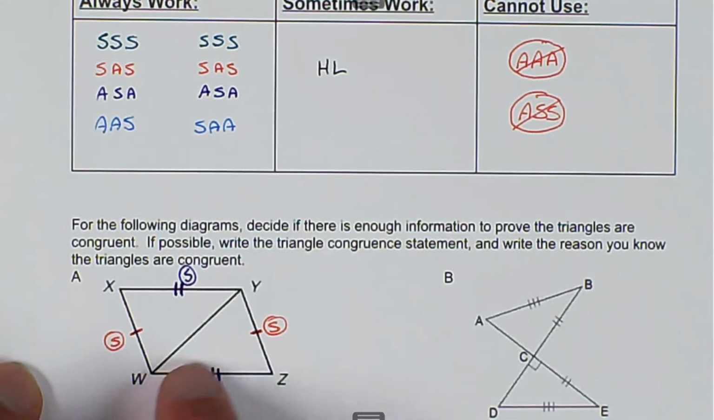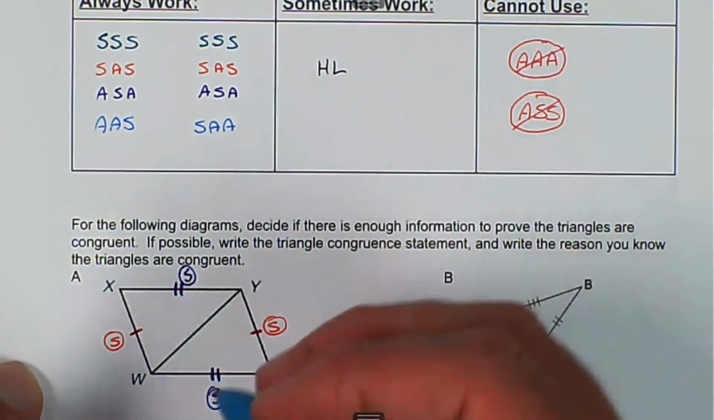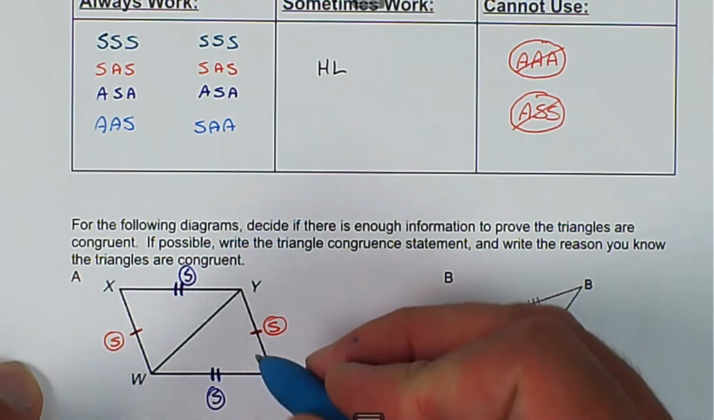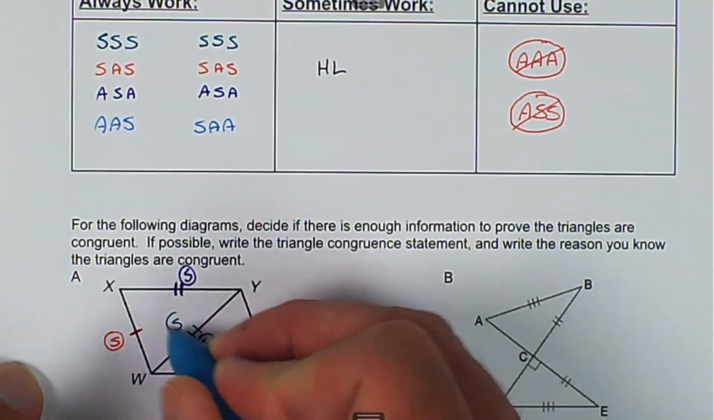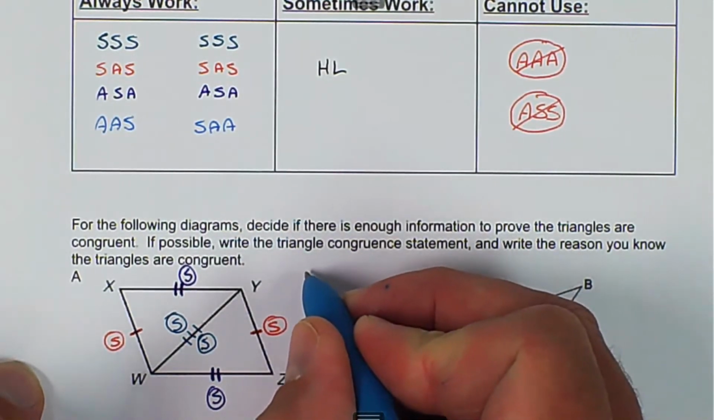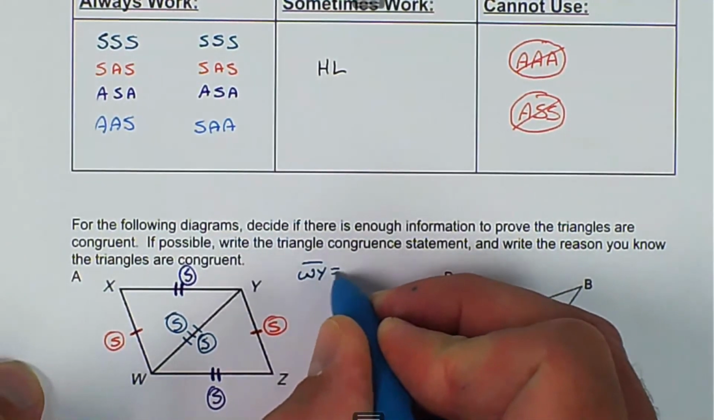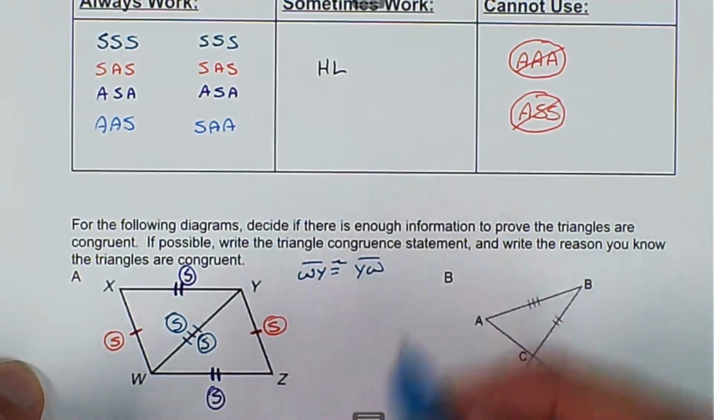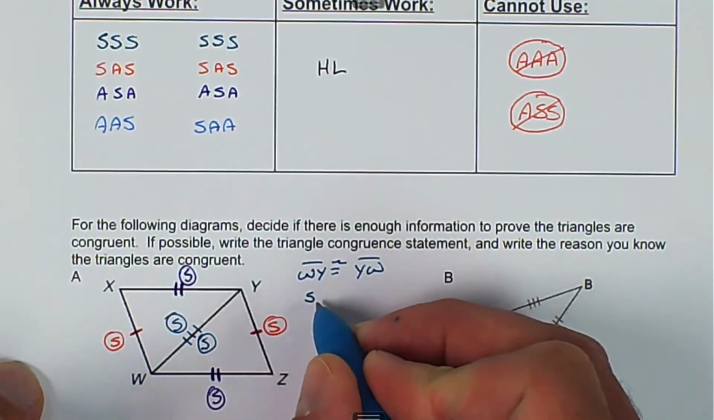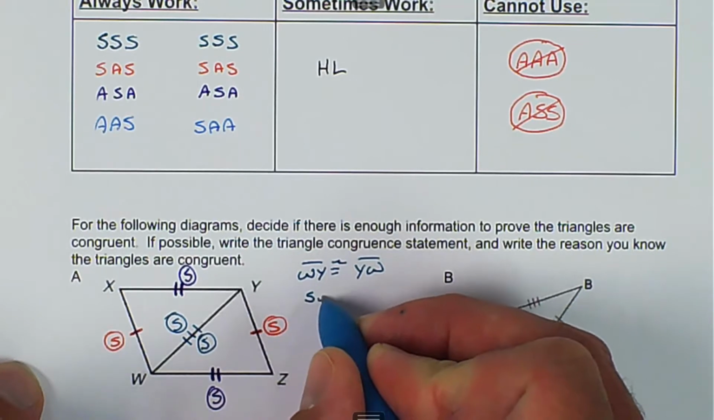And then one thing that we can remember is our different properties of congruence. And this one is going to be symmetric. So we can say that WY is congruent to YW. So that will be our third side. So WY is congruent to YW by the symmetric property of congruence.